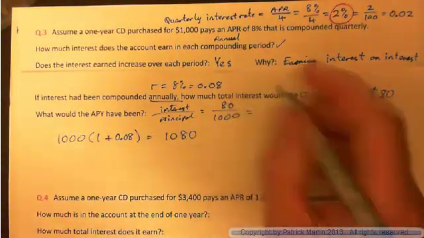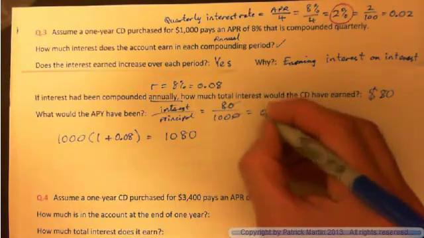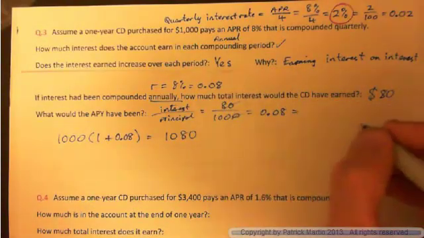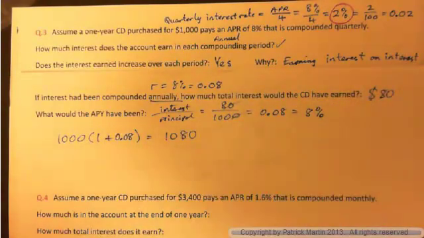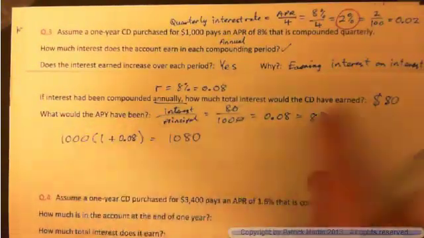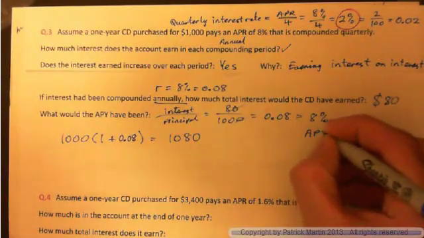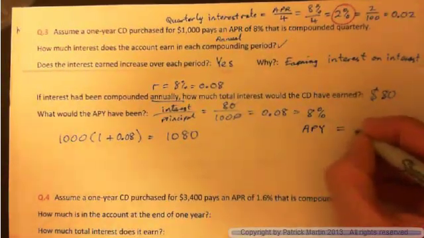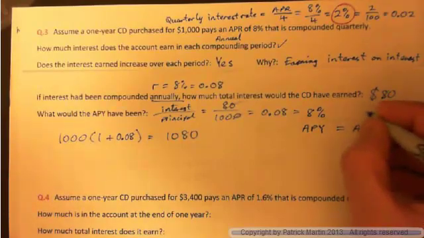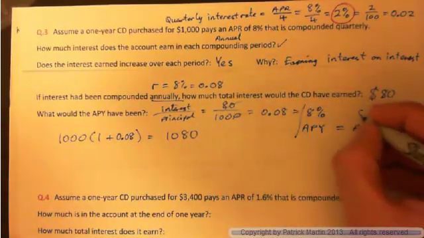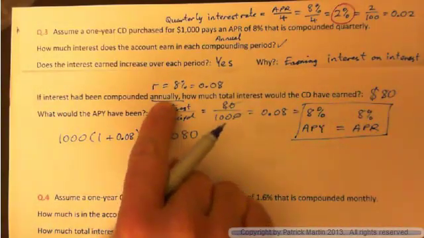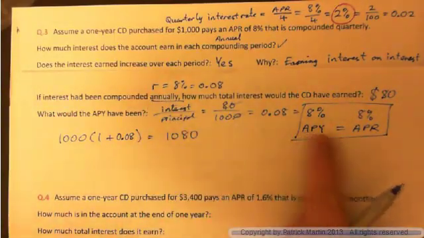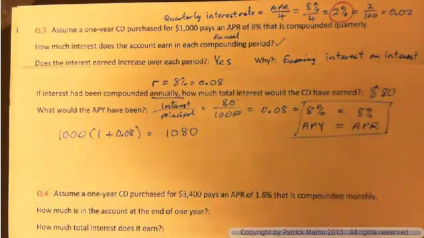8 over 100, right? Or 0.08, or as a percentage, 8%. So the APY would have been 8%. So that's the annual percentage yield. And isn't that equal to the APR? Which of course is 8%. So if we have annual compound interest, the annual percentage yield equals the annual percentage rate, because you're just compounding at the end of the year, right?